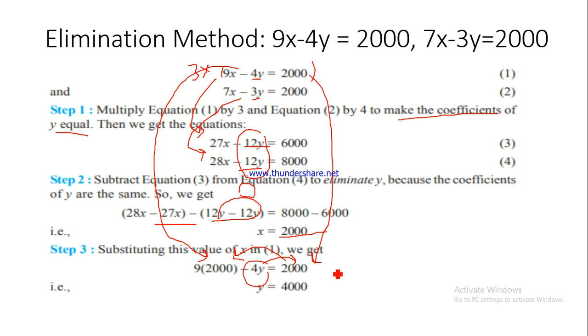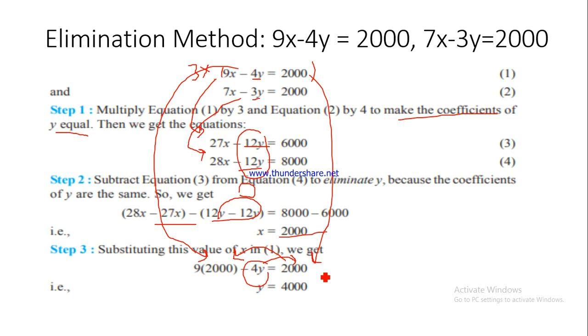Actually there is a particular step which has been skipped here, so you need to do it on your own. So please keep doing these things on your own. Keep doing your own rough work. Keep doing your own calculations, right? So this is what you will get. So y is equal to 4000 and x is equal to 2000.